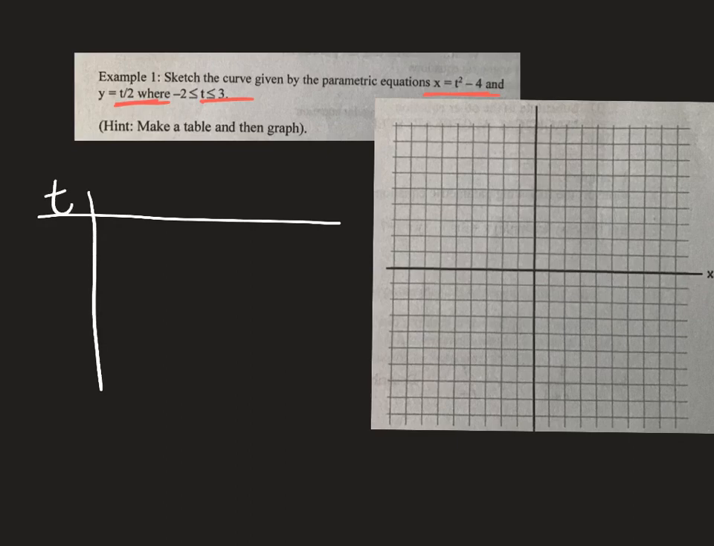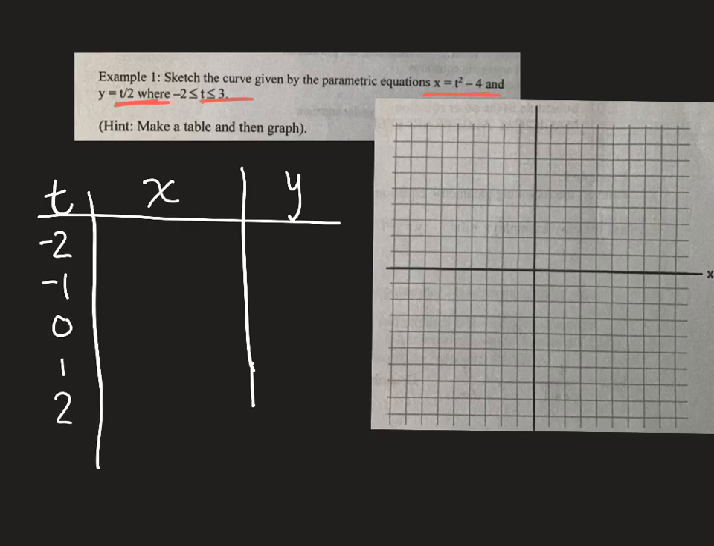So I'm going to have a t value that I'm going to plug in. And when I plug my t value in, I'm going to get an x value, and then I'm also going to get a y value. It says that t goes between -2 and 3, so I'm just going to go -2, -1, 0, 1, 2, 3. And I'm just going to plug these t values in.